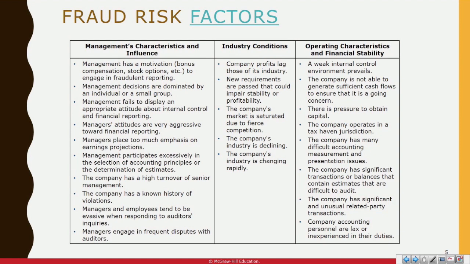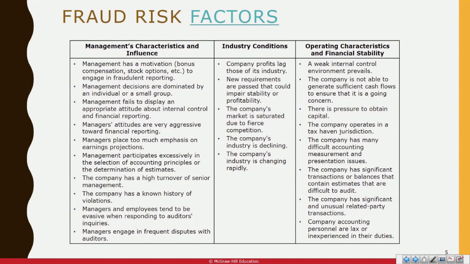The company is having cash flow problems, and there's pressure on them to obtain capital. We talked about the difficulty of accounting measurement, such as fair value measurement for financial instruments that are hard to value, where there's no ready fair value market. That increases the risk. It not only increases the inherent risk, but it increases the risk of fraudulent financial reporting. If the company has significant and unusual related party transactions, I think we all saw that with Enron, right? That was the rise of Enron.